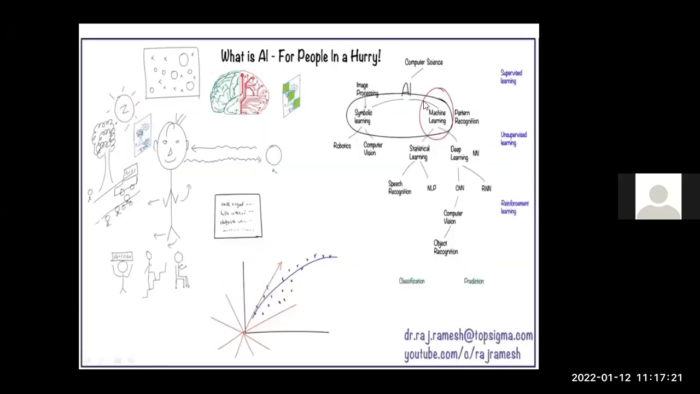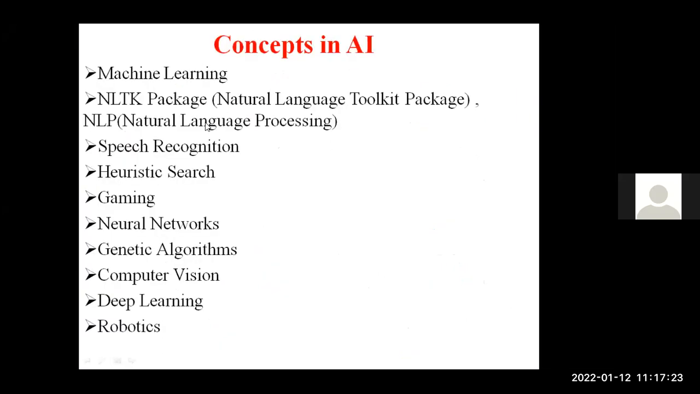Now a lot of technologies are there. Everything is a part of AI. So I have listed out those technologies: NLP, natural language processing. In a brief way, we'll see these terms now. Okay, so what is the meaning of NLP, natural language processing?